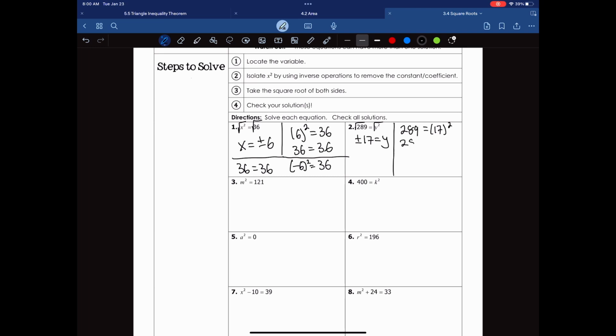So we're going to take 289. All right, that stays the same. We're not touching that one. That one's going to be left alone.